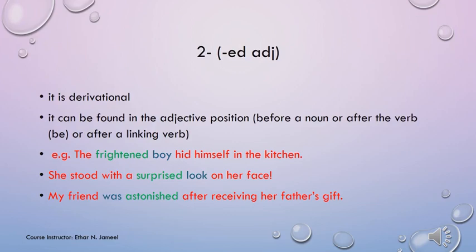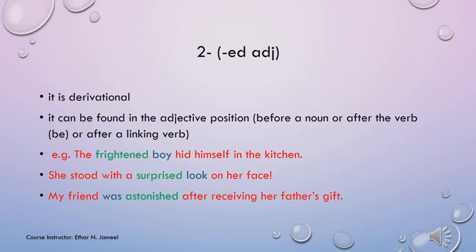Well, frightened is an adjective. We can say the very frightened boy. So, frightened here is in its proper position. It is an adjective that comes before a noun, which makes the ed in frightened ed adjectival, because frightened is an adjective.